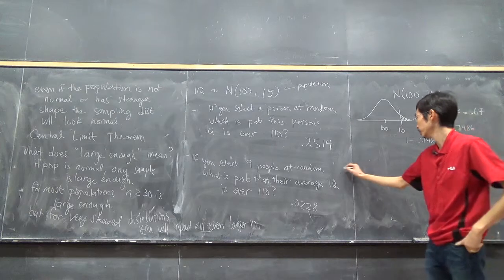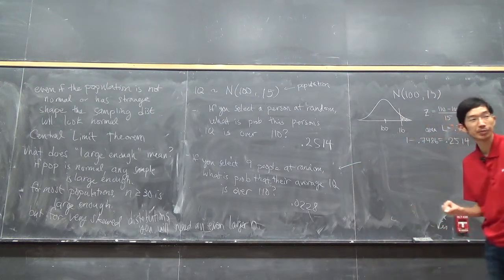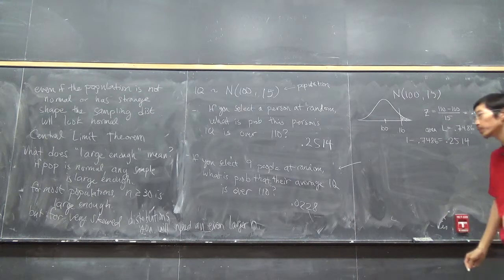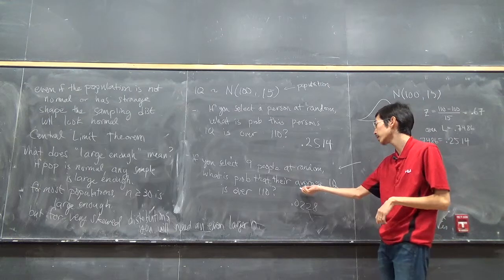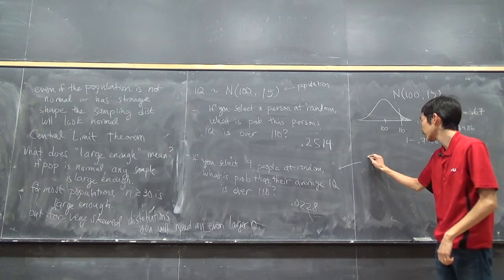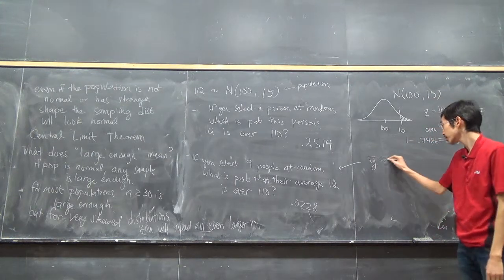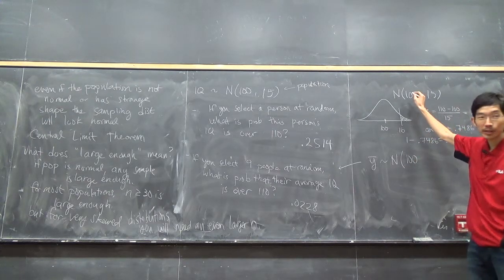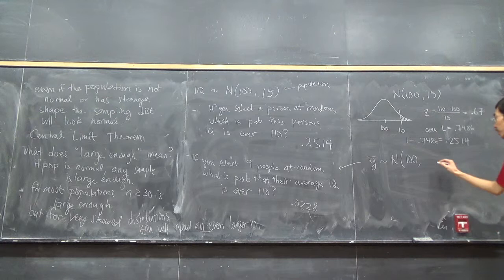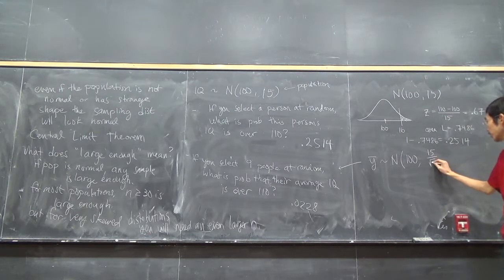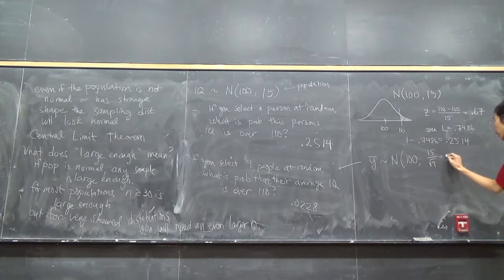This problem is now dealing with a sampling distribution. It says we're selecting 9 people at random, so that's a random sample of 9 people. And we're asking, what is the probability that their average IQ is over 110? So here we're saying the distribution of y bar comes from a normal distribution where the mean is the same as the population, 100, but the standard deviation is now sigma over the square root of n. So 15 over the square root of 9, where the standard deviation is now 5.